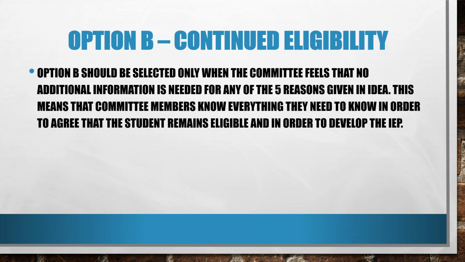The second option during this meeting supports all the reasons for reevaluation in IDEA. However, in choosing option B, the team is stating that the current classroom data, progress monitoring, and updates match what is occurring consistently and included in the last evaluation report. Option B is chosen when the team feels that no additional information is needed to update the IEP.